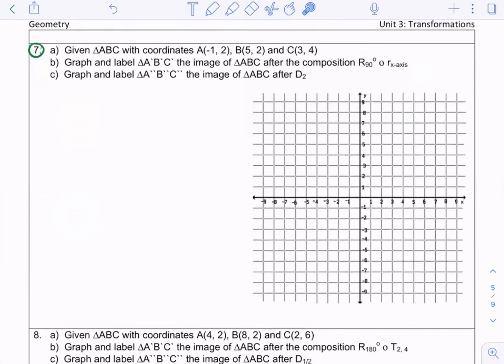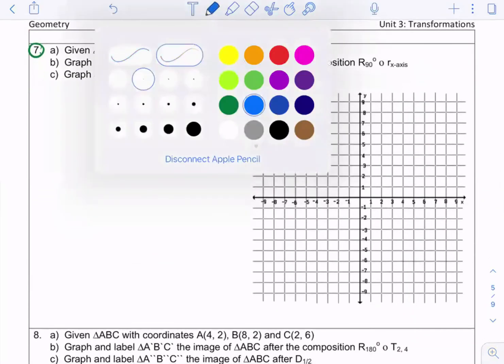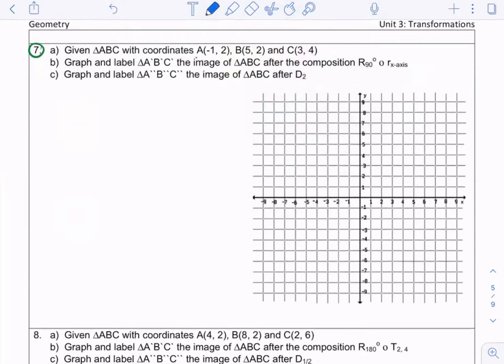So here's another example I want to do with you. So I have these coordinates. A is negative 1, 2. B is 5, 2. And C is 3, 4. So here's A, B, C.